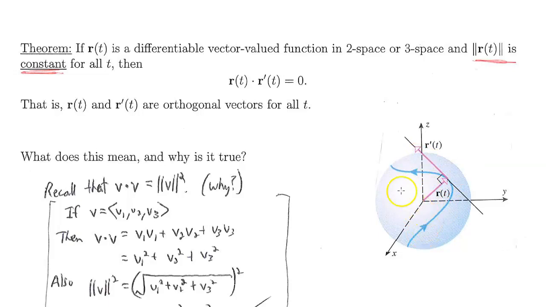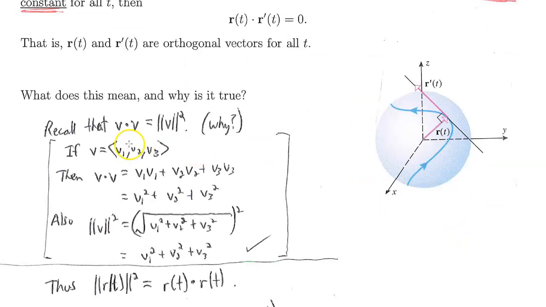Now, again, this is going to be a useful theorem for us later, but why is this true? First of all, I want you to remember that for any vector v, v dot v is the norm of v squared. Now, I never actually showed that, but why is that true? Well, let's assume we're in 3 space here. If v is v1, v2, v3, what's v dot v? What's a vector dot with itself?